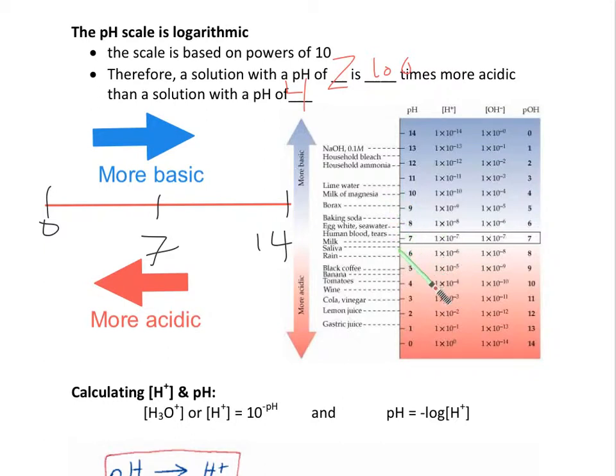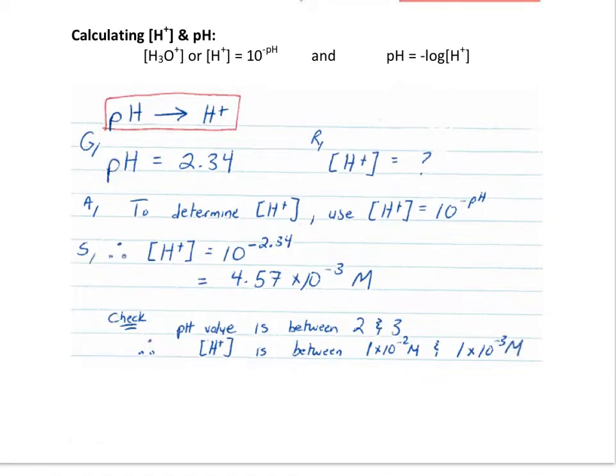Whereas if we move this way from 6 to 5 to 4, we can see now that with each step we take, the concentration of H plus is actually increasing by a factor of 10, and the solution is becoming more acidic. And finally, when it comes to calculating the pH of the solution, or calculating the concentration of H plus in the solution, there's two different strategies to use.